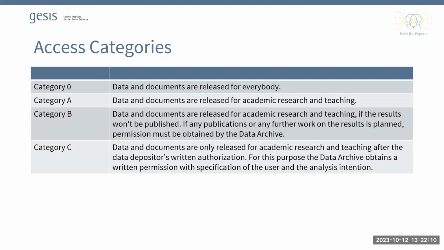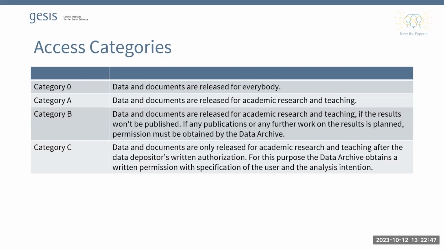We have category A, which is restricted to academic research and teaching. Category B is for some studies, for historical reasons, where you can analyze the data but need permission to publish the results. But in practice, this pertains only to a very low number of studies. The highest access category is category C, which involves studies which are, for some reason, sensitive data and are not for download without restrictions.